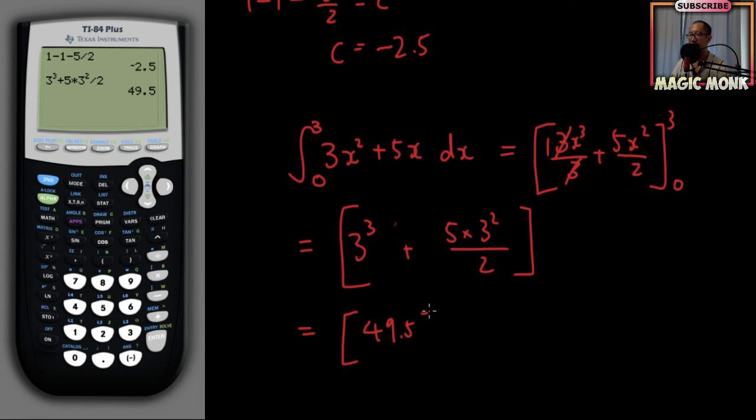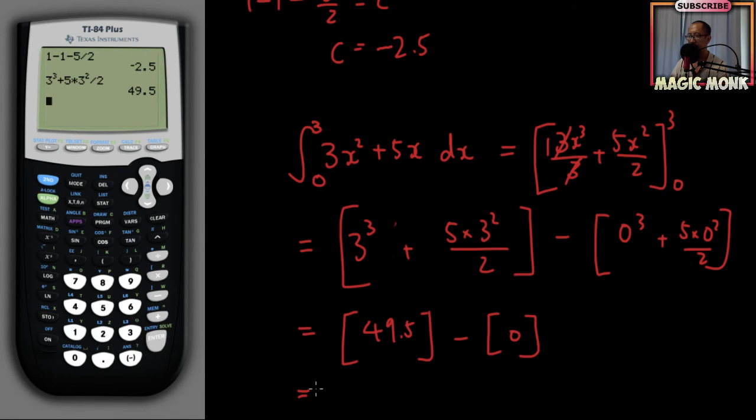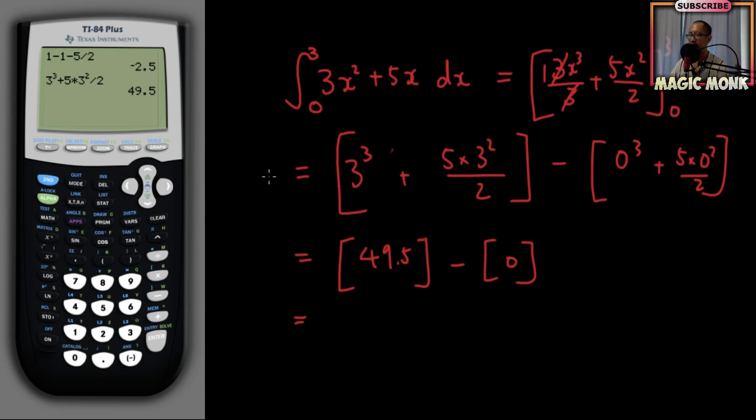And then you're going to take it away from substituting 0 in there. So 0 cubed plus 5 times 0 squared over 2. Anyway, this is just 0. So minus 0 equals 49.5 minus 0, which is just 49.5.